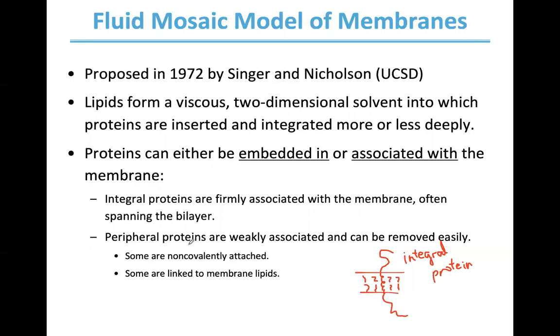All right, and peripheral proteins. So these proteins are somehow associated with, let's say there is a head group here, right? So a peripheral protein can be associated with the cell membrane like so. We will have much better pictures of this later; right now I'm just introducing the idea for you. So that's peripheral. They are weakly associated and can be removed more easily. Some of them are non-covalently attached, and some of them are actually linked to membrane lipids. So the protein itself can have a lipid tail that can integrate itself into the lipid bilayer, but non-covalently.